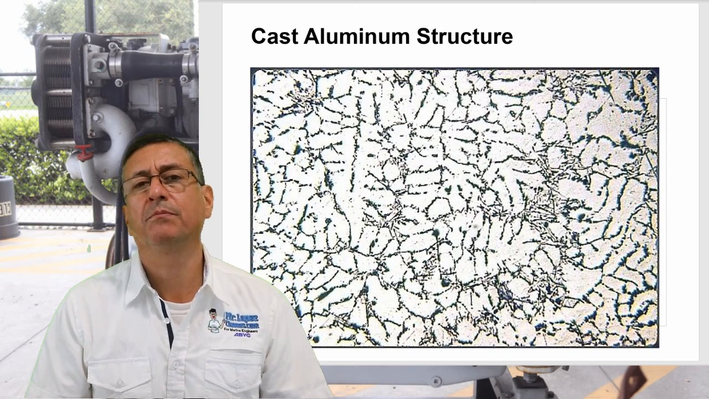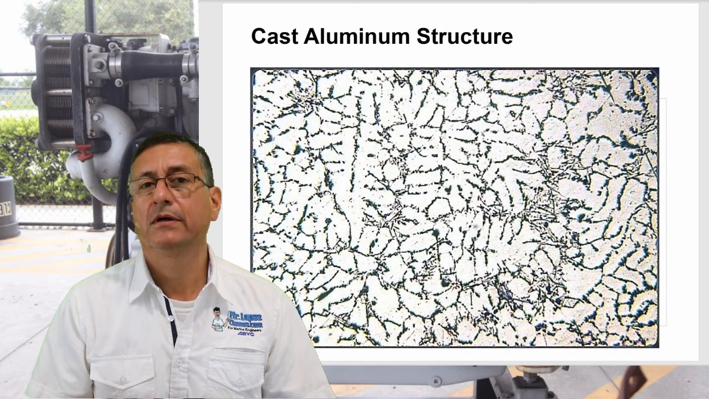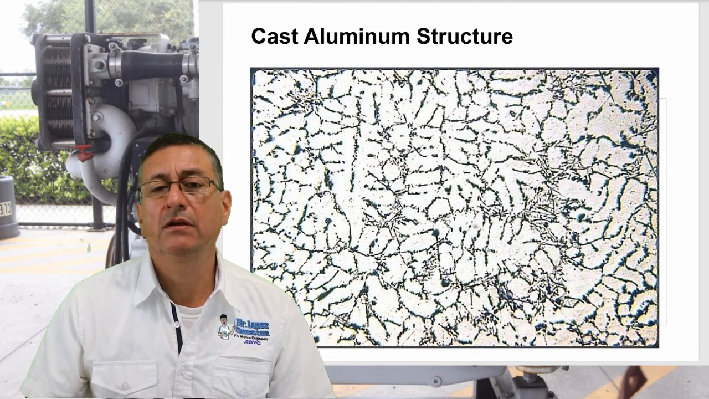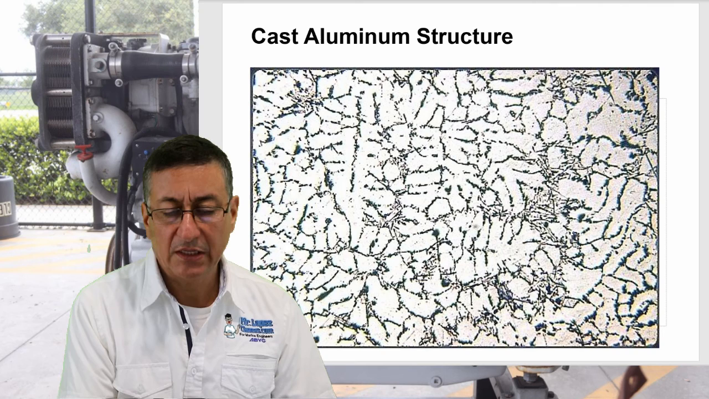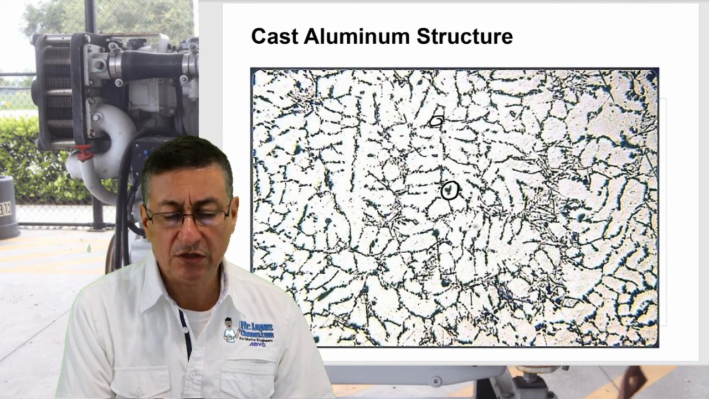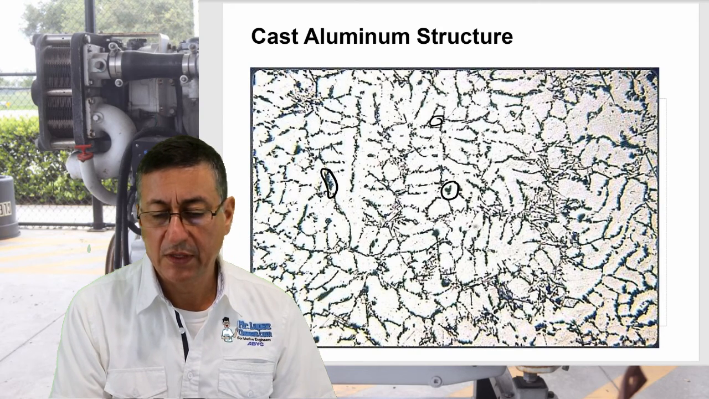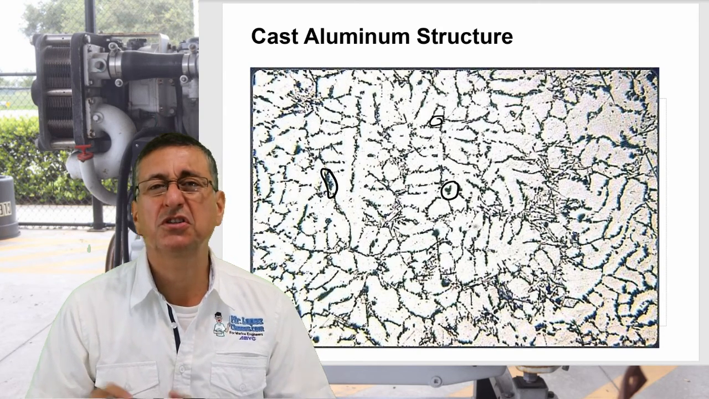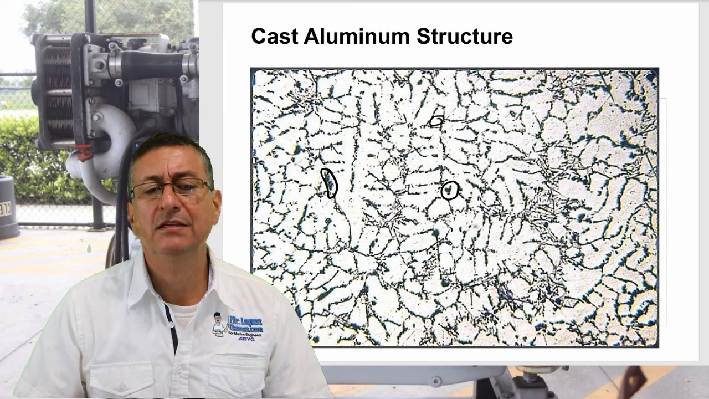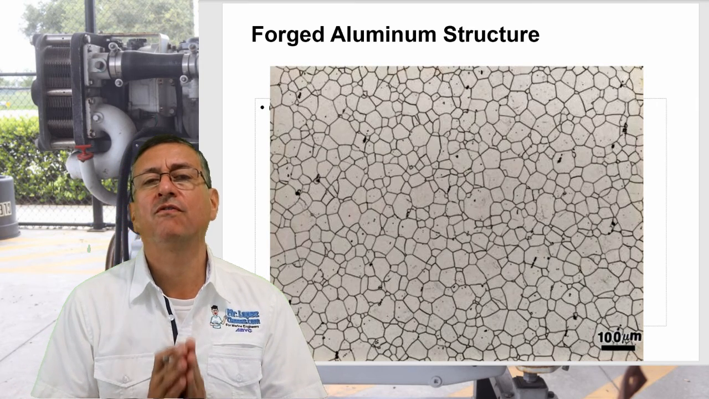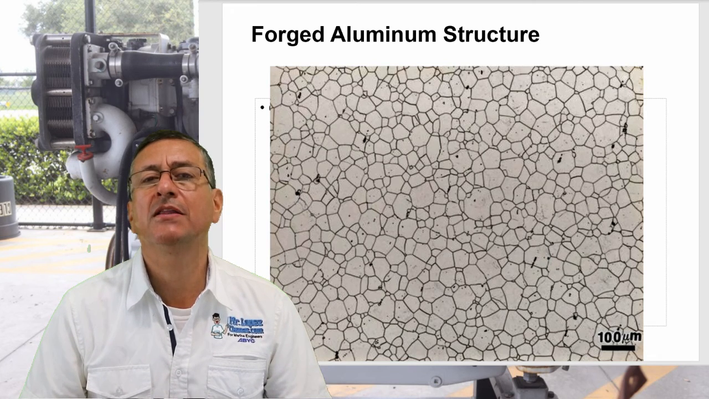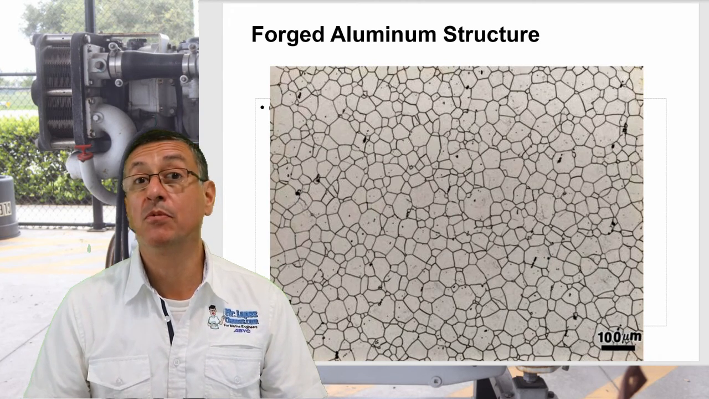This is the typical picture of a cast aluminum. If you see the picture, there are a lot of bubbles of air, there are a lot of impurities of carbon, and the structure is not organized. This is the structure of cast aluminum, and this is a picture of the structure of forged aluminum. If you see, the structure is more organized, it's better, no impurities, no bubbles.